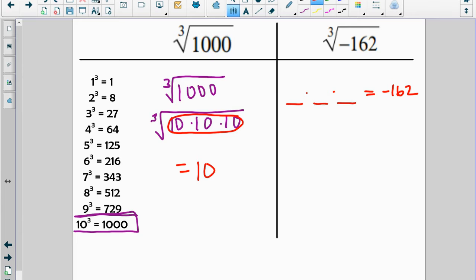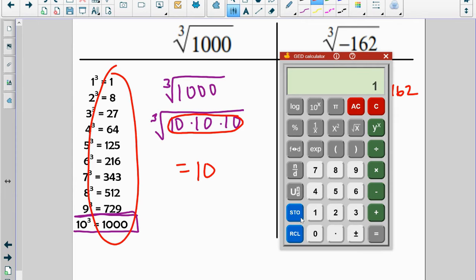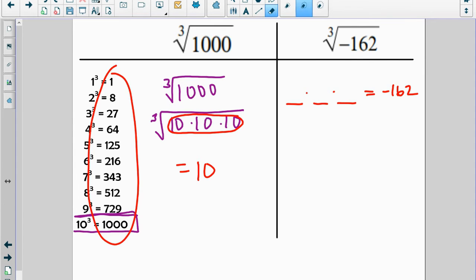So let's see, negative 162. I know my answer is going to be a negative number. So when I take the cube root of this, it has to be negative. But when I look at my list, I don't see 162 as a perfect cube. But instead, I do see a number that I can divide out of 162. Let's see, I think I can divide it by 27, maybe? Let's check that. So 162 divided by 27 is 6. In other words, 27 times 6 is 162.